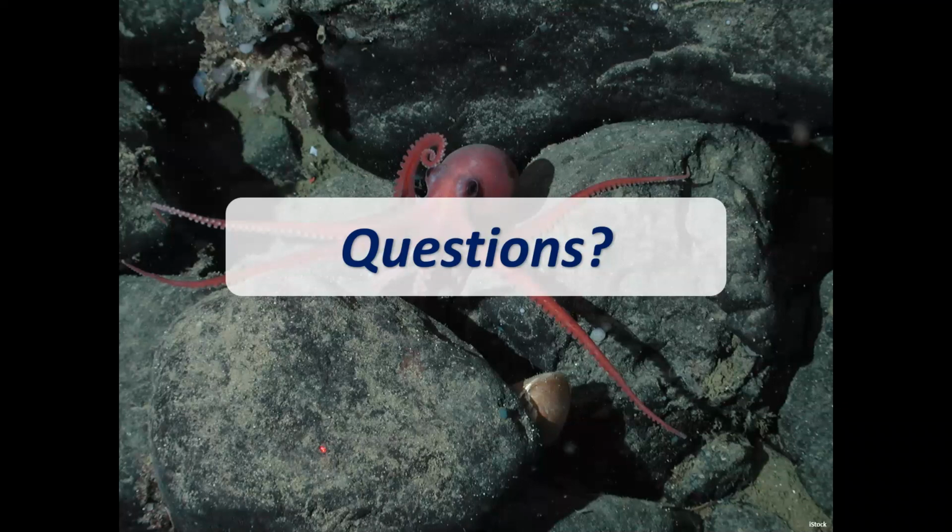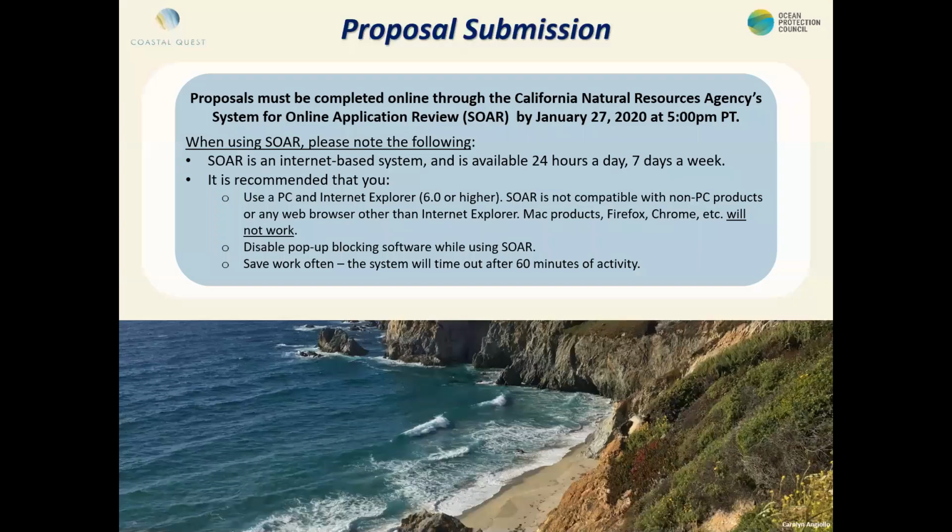Any other questions? I'm looking down the list. I don't see any other hands raised. So if not, I will move on to the proposal submission process, okay? Okay, so proposals must be completed online through the California Natural Resource Agency System for Online Application Review by January 27th, 2020 at 5 p.m. We're using the SOAR system, and so please note that it is an internet-based system.